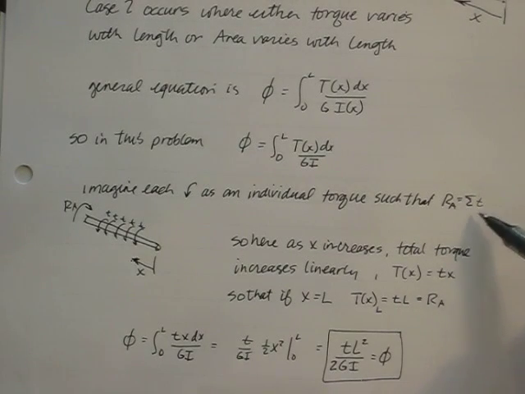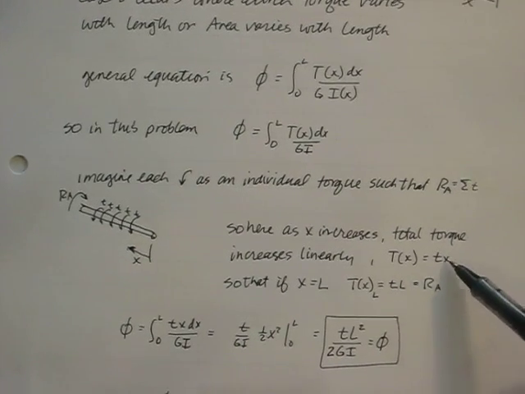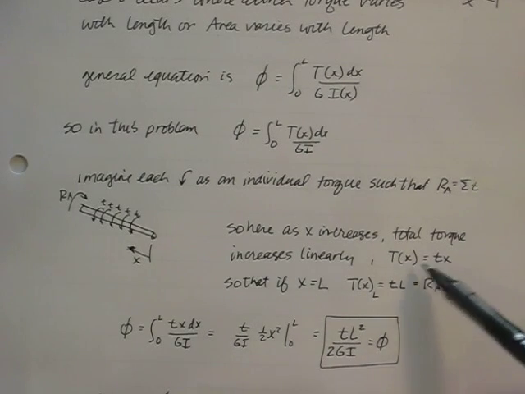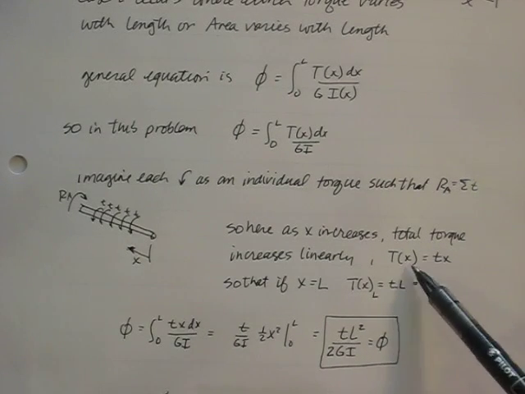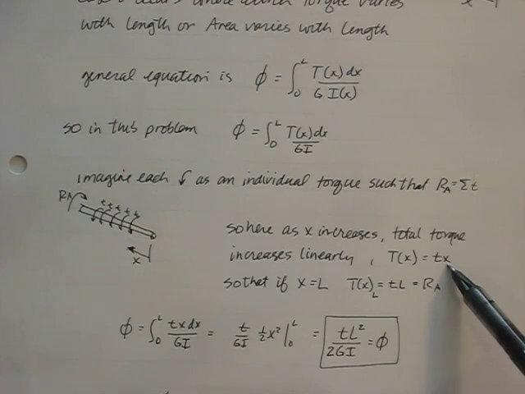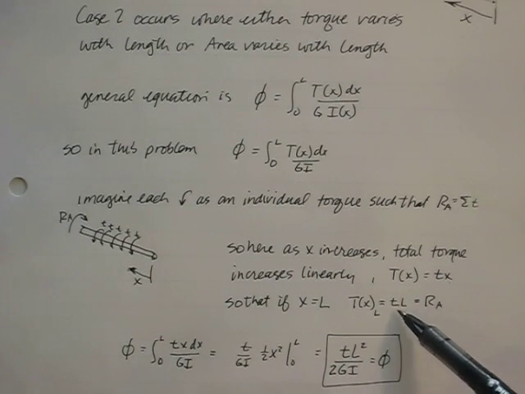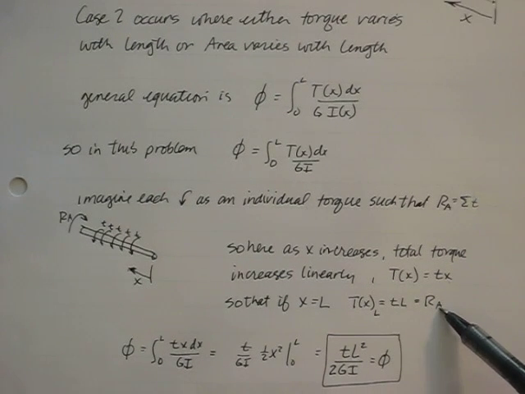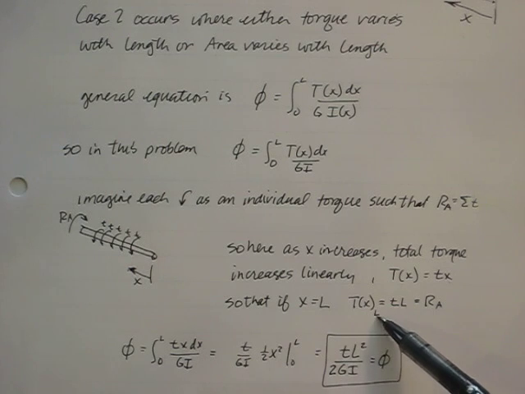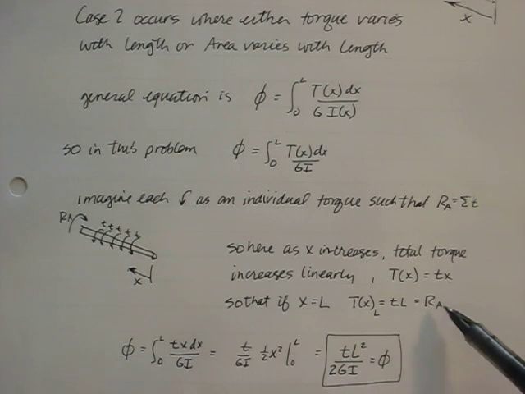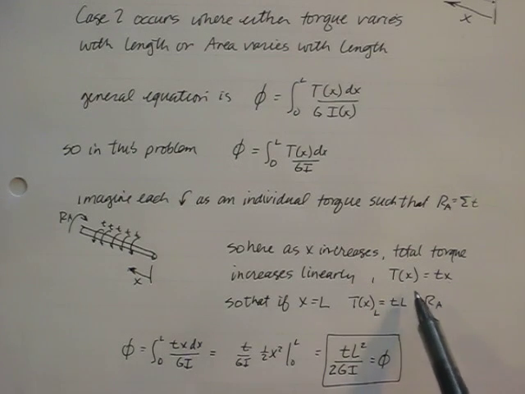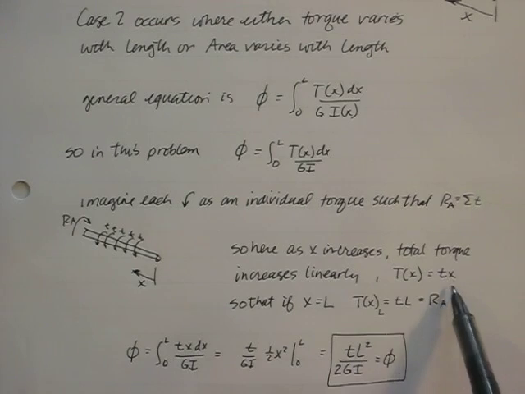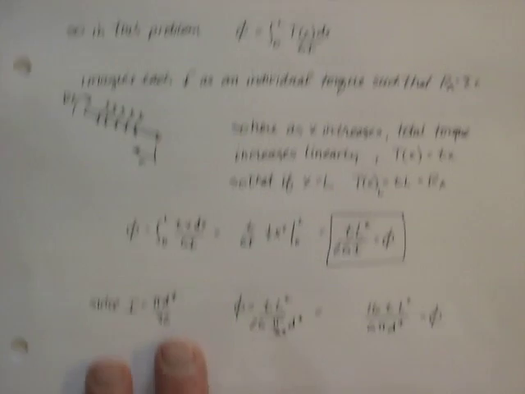The torque at any point along the way is Tx, and then if x is equal to L, meaning going all the way, the total torque is going to be equal to TL, and that's going to be the reaction. If x equals L, T of x evaluated at L is going to be TL, and that's going to be RA. So since the torque as a function of x is equal to Tx, I can plug that into my equation up here, and let's just do that.